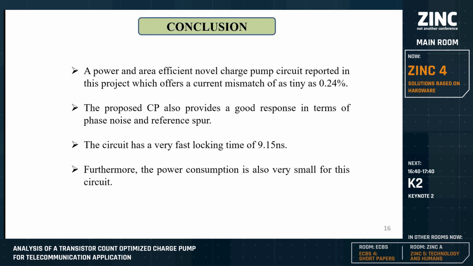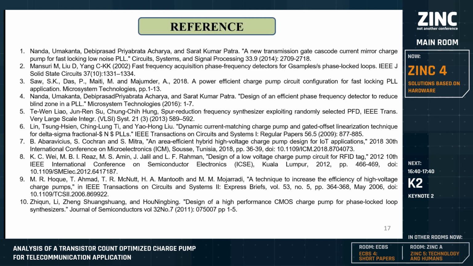Here is the conclusion of our work: we have achieved 0.24% current mismatch. The proposed charge pump also provides a good response in terms of phase noise and reference spur. The locking time is only 9.15 nanoseconds, which is a pretty good number. Furthermore, the power consumption of the circuit is very small. In future, we can go further, as our layout and post-layout work are also done. So we are working on making our own IC and testing it on real-life boards. Thank you so much.